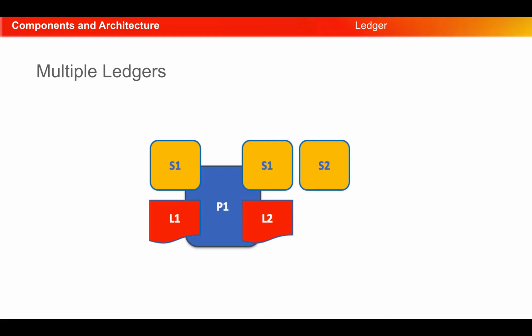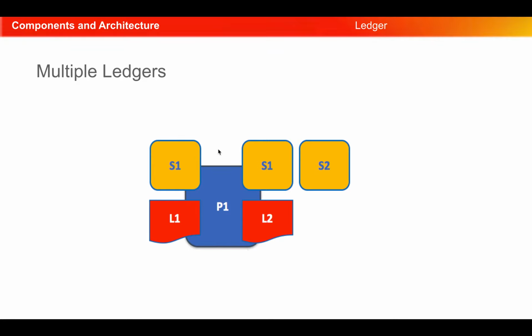In this picture, as you can see, you have a peer, which is peer 1, and it has different smart contracts deployed on it, and it has different ledgers. You have smart contract S1 and smart contract S1 again, and you have smart contract S2. You may ask why the same smart contract S1 is deployed on the same peer and it has different ledgers. As we have seen before, for every channel, a peer keeps a different ledger.